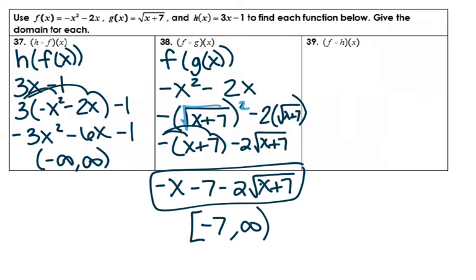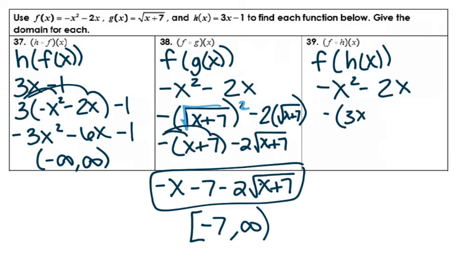Alright, and then the last one, f is the first one, h is the second one. So h is going inside of f. Here's my f function. Everywhere I see an x, I'm going to write the h function. So remember, anytime you have a parenthesis squared, that means to write it twice.